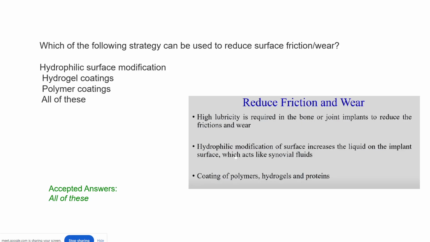Here is the next question. Which of the following strategies can be used to reduce surface friction or wear? So here the correct answer would be all of these. Hydrophilic surface modification, hydrogel coatings, and polymer coatings. All of these can be used to reduce surface friction. As written here, high lubricity is required in bone or joint implants to reduce friction and wear. Hydrophilic modification of the surface increases the liquid on the implant surface, which acts like synovial fluid. And coatings of polymers, hydrogels, and proteins can also be used to reduce friction and wear.